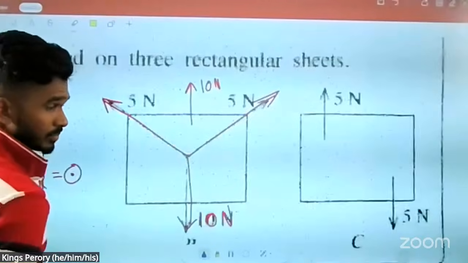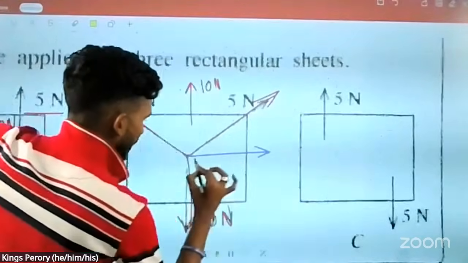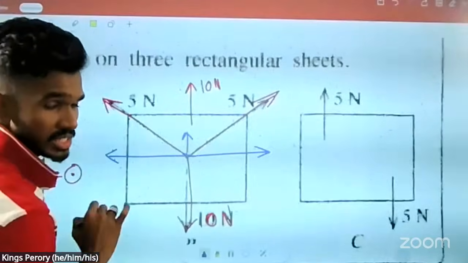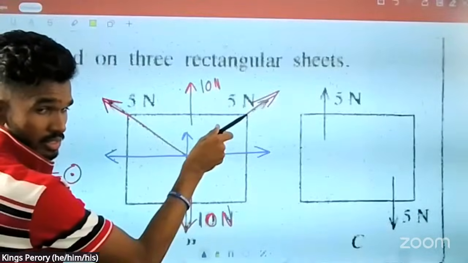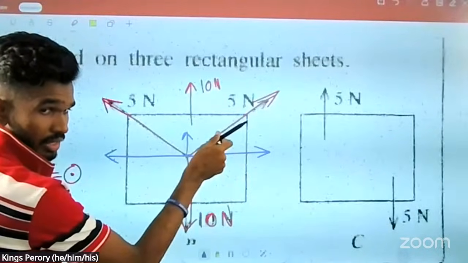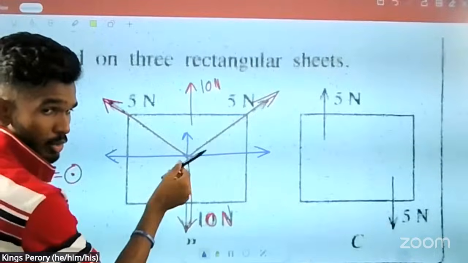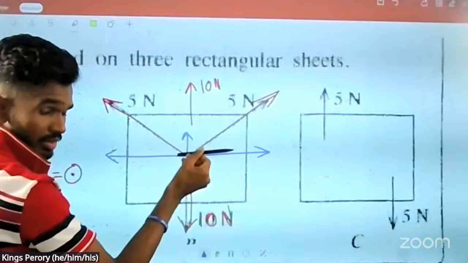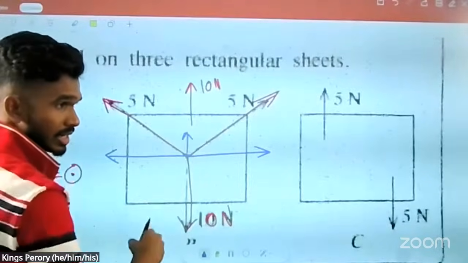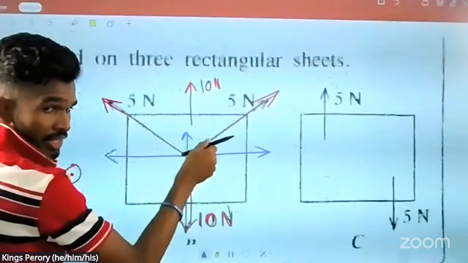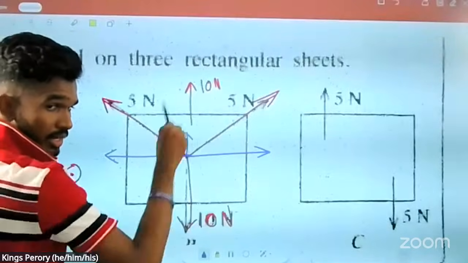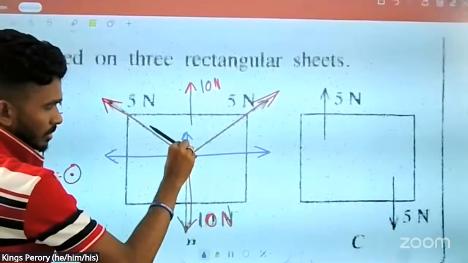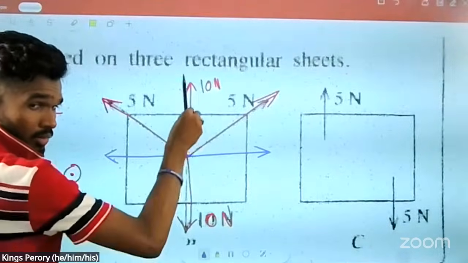These two forces will create a resultant in that direction and this direction. Harine, think about a slanted force. A slanted force will have an effect in your x-axis and an effect in your y-axis. Practically think. This is also a slanted force, and it will also have an effect in the x-axis and y-axis.